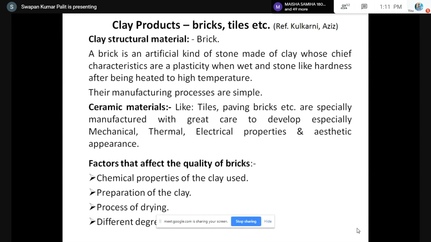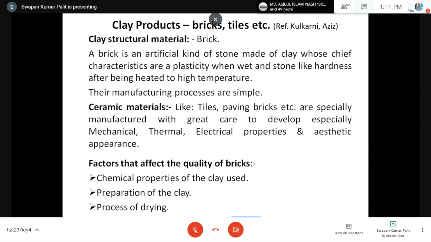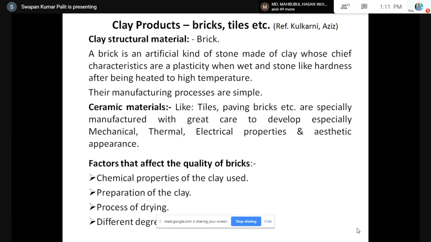So this clay material, what should be the property, or we can say quality of bricks will depend on some factors. What are the factors? Chemical properties of the clay, preparation of the clay, process of drying, different degrees of burning.